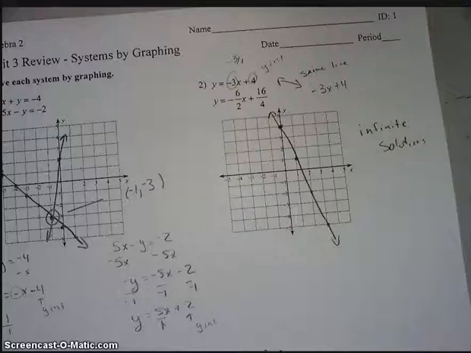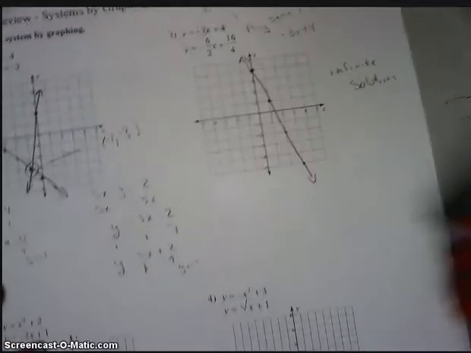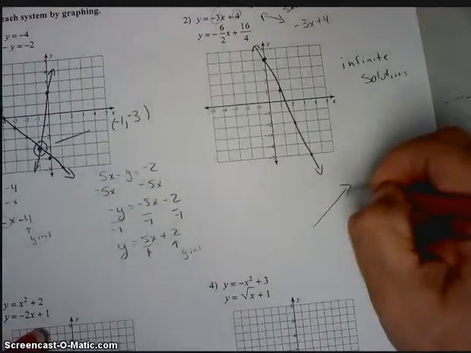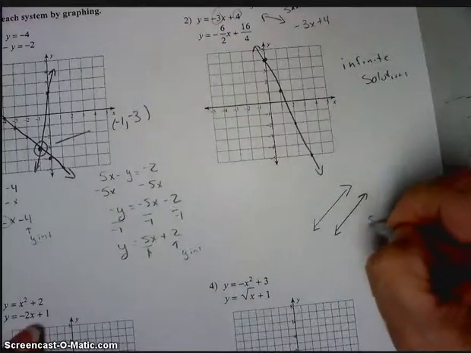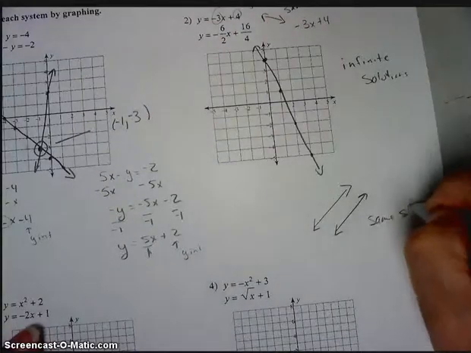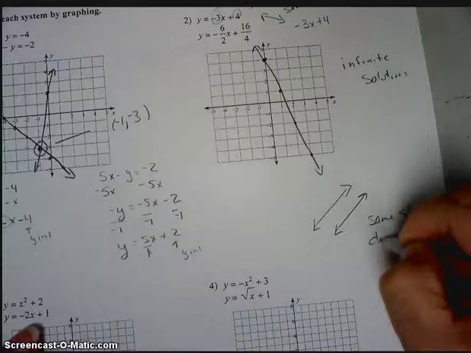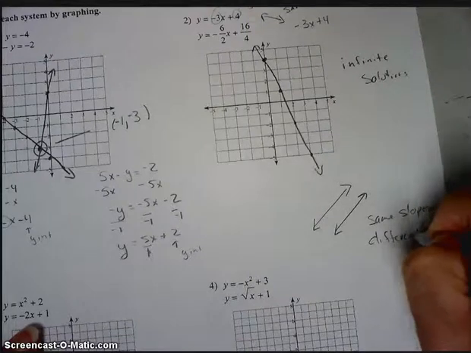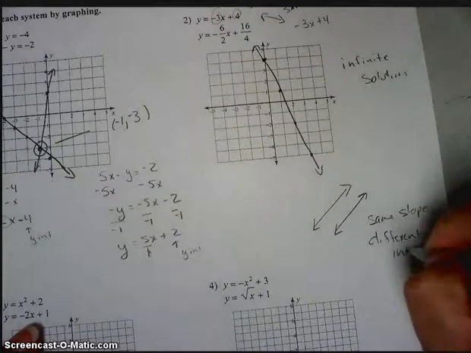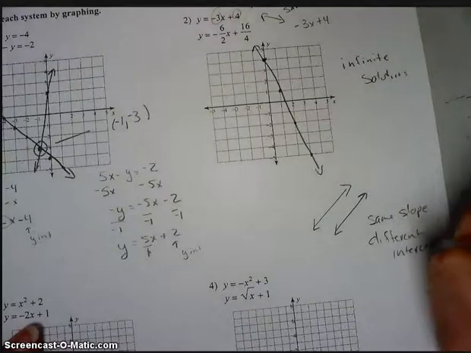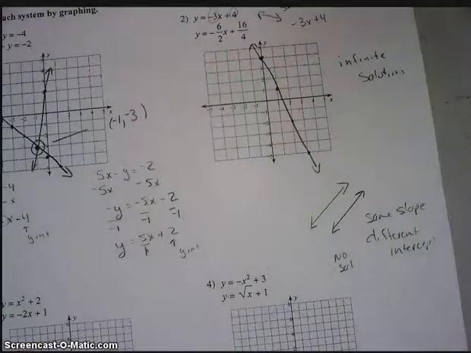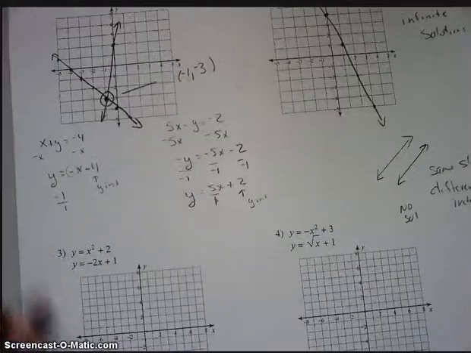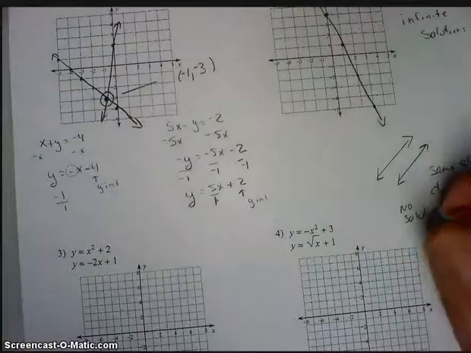Alright, remember if you wind up having a system where you have parallel lines, where they don't cross, they have the same slope, a different intercept here. This would be a different intercept. This is a no solution. Okay, so keep that in mind when you're graphing. Alright, I'm just going to write no solution.